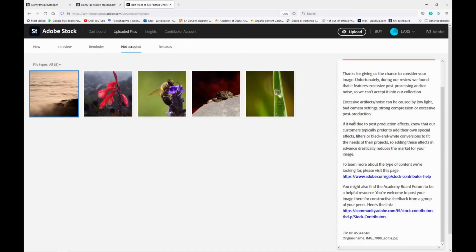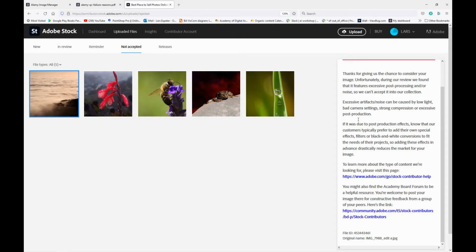Okay, and what I really like is they tell you what images they're actually looking for and why. So right now here you have the sentence, if it was due to post-production effects, like you adding filters and stuff like that, or something else, know that our customers typically prefer to add their own special effects, filters, or black and white conversions to fit the needs of their projects. That is brilliant communication about what these guys are looking for. Not only the customers of Adobe Stock, but Adobe Stock itself. That is great information to have. I've never seen that on any other page. Maybe I missed it, but I've never seen it, at least in this clear form. That is great information to have if you're starting out as a photography beginner.